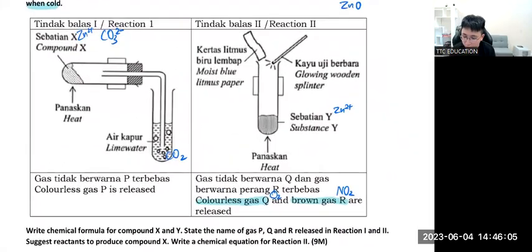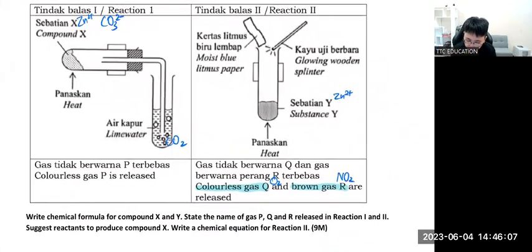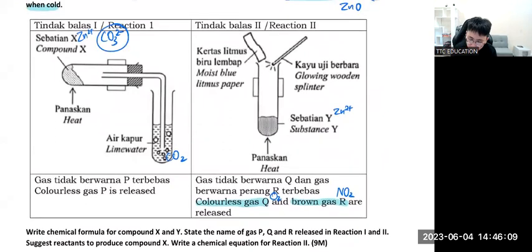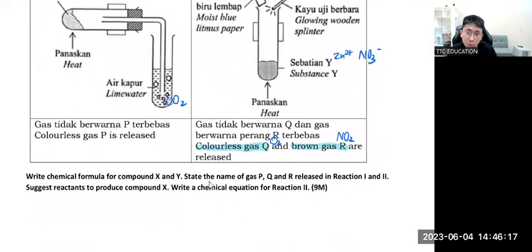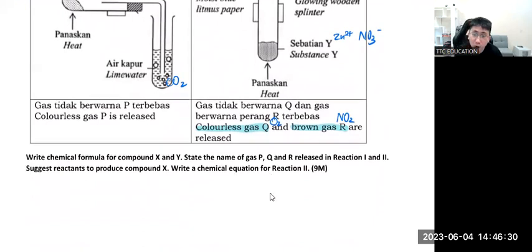Okay, so from here, I kind of know that this one actually got CO3 2 minus, this one got NO3 minus because of the gases I get after heating. Okay, so write the chemical formula for X and Y, and then name P, Q, R, suggest the reactant to produce X, and write a chemical equation for reaction 2, 9 marks. Sounds very easy to score, right? So what is the chemical formula for X and Y?